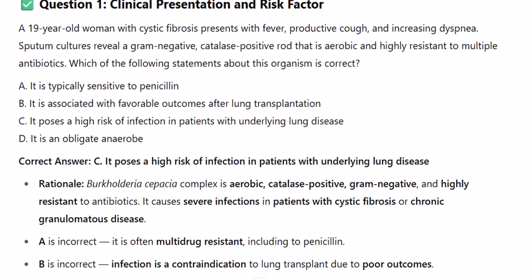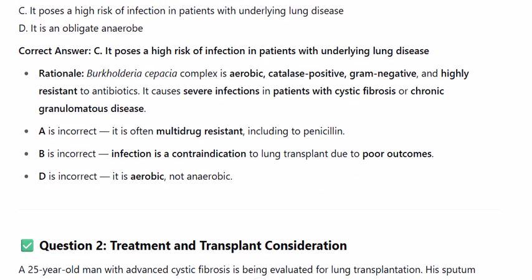A is incorrect. It is often multi-drug resistant, including to penicillin. B is incorrect. Infection is a contraindication to lung transplant due to poor outcomes. D is incorrect. It is aerobic, not anaerobic.